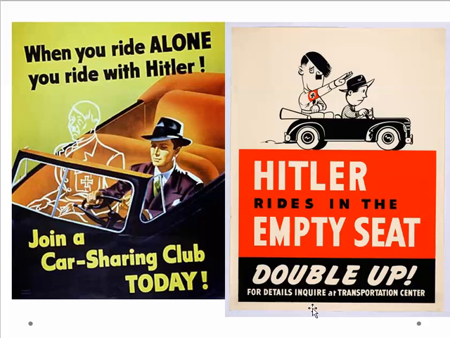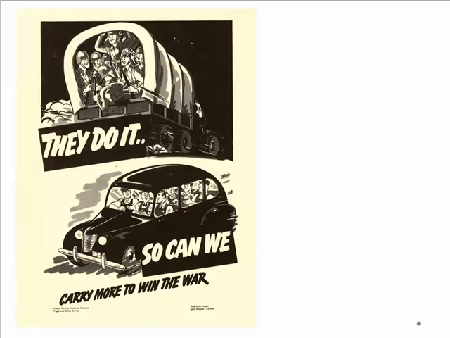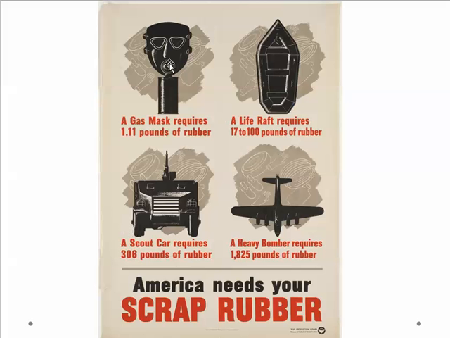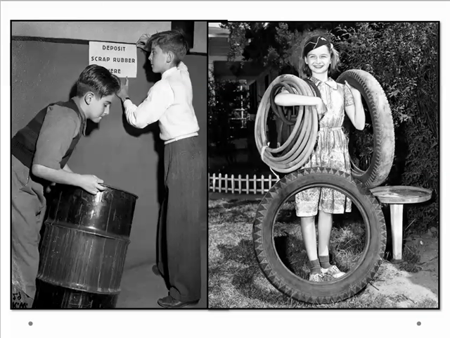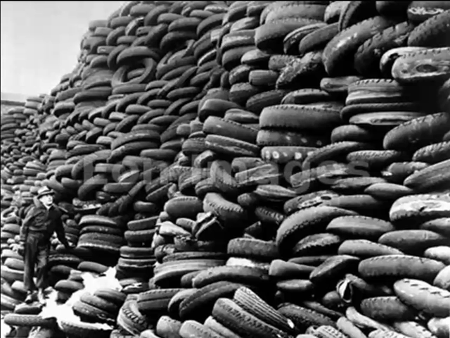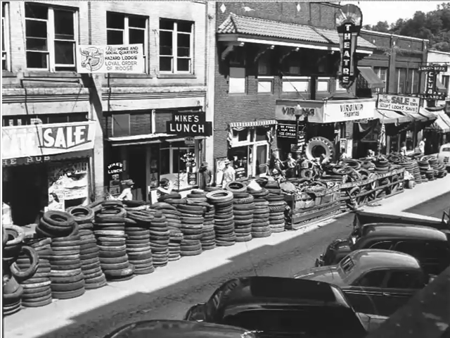Hitler rides in the empty seat, double up. The soldiers ride together, so can we. It's a way that we can share in their effort. And these scrap rubber drives were needed for things like gas masks, and in the airplane, and the rafts needed to preserve people. And here's some kids going out finding scrap rubber and bringing it in to recycle it. Here are some pictures where cities were doing these drives.